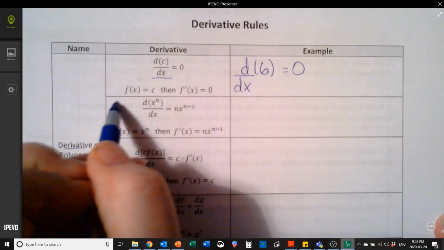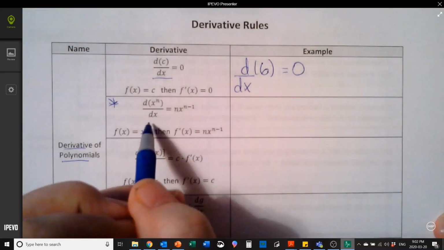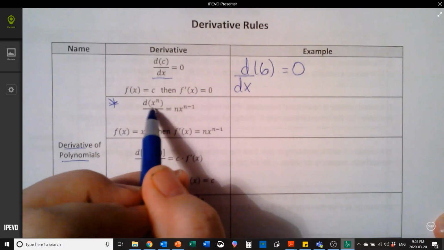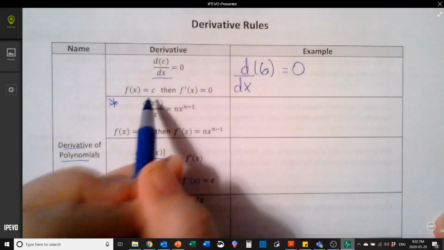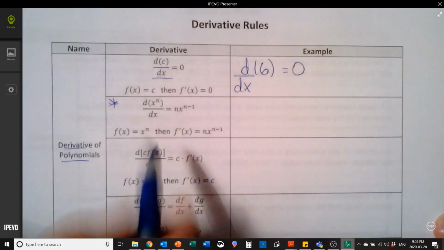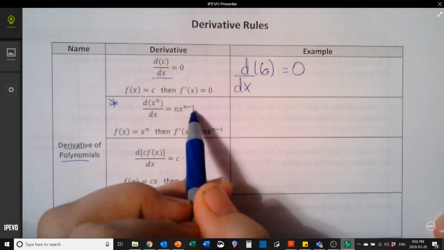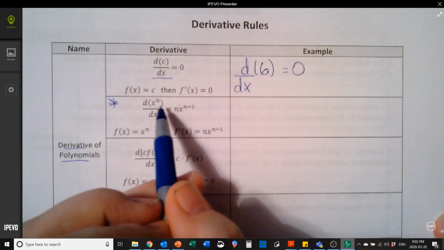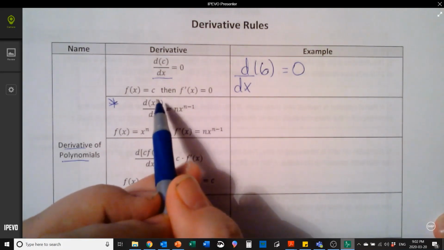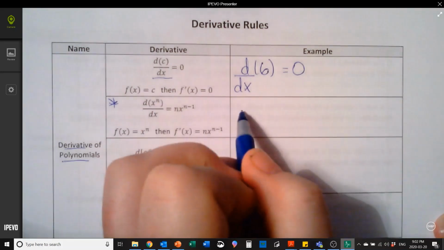Second rule, and arguably one of the most important, the power rule. The power rule says if you want to take the derivative of x to the n, and that's also shown down here, if your function is x to the n, the derivative is n x to the n minus 1. So what that means is I'm going to take the power, bring it down in front, and reduce it by 1.